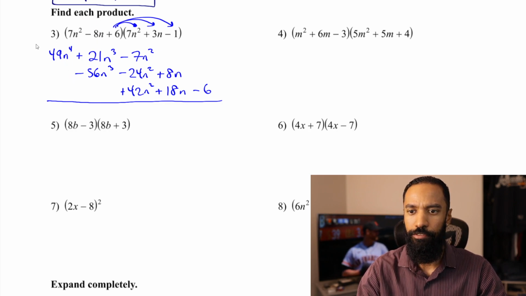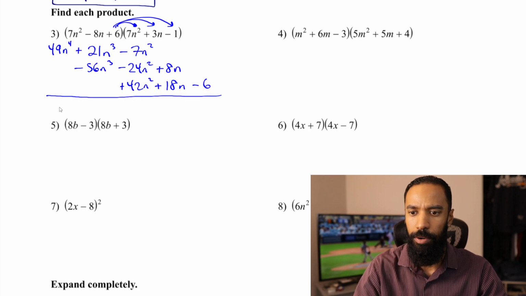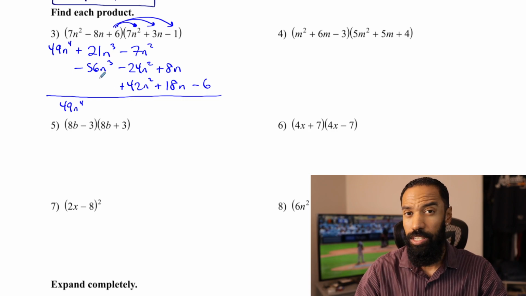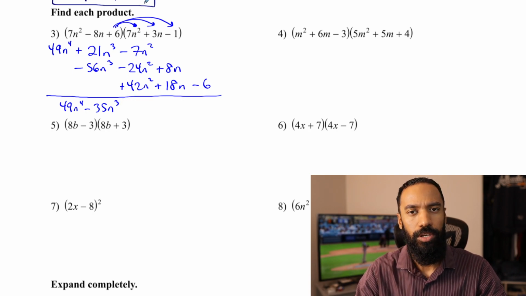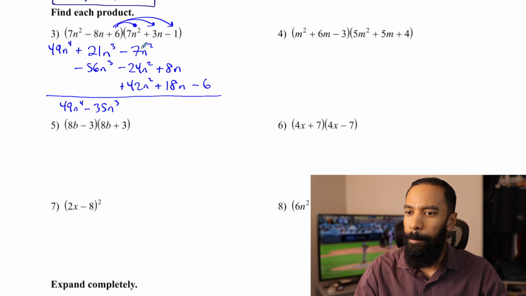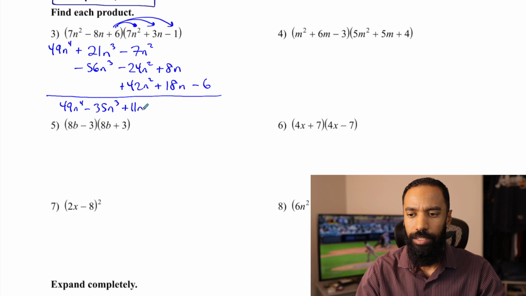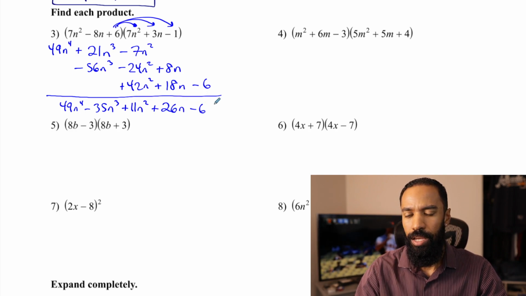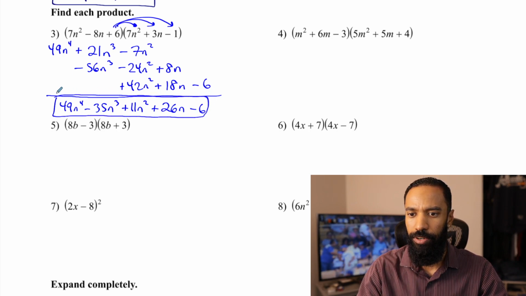There is no other n to the fourth right here. So I'm going to write right underneath that 49n to the fourth, and this is standard form. So 49n to the fourth there. 21n cubed minus 56n cubed is negative 35n cubed. Oh, no, I'm sorry. Yeah, no, I'm not sorry. Yes, that's right. Then negative 7 minus 24 is negative 31, plus 42 is 11. I sure hope I'm doing this right. I should get the calculator out for that. Plus 26n minus 6. Standard form, another quartic, 5-term polynomial for us.